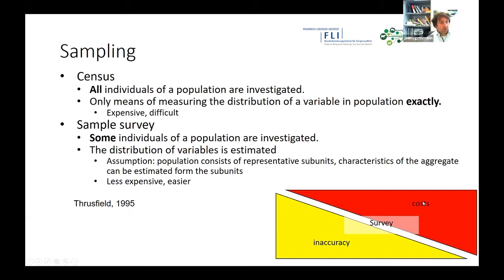So in general, if you test all animals, the costs are very high. And if you test only a few animals, the costs are lower, but the inaccuracy is increasing.